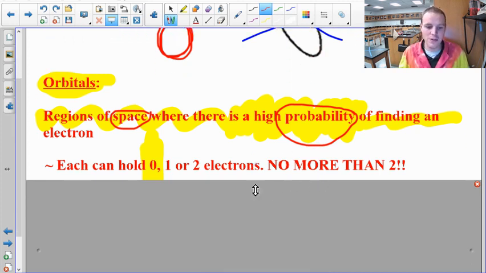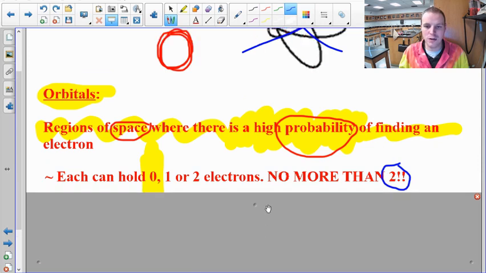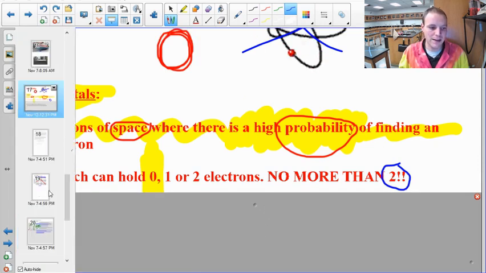And don't forget, orbitals can hold up to 2 electrons max. This is a max, okay? So it's a 2-seater. You can't get any more than 2 electrons in an orbital. That's an absolute maximum. And that is where we're going to leave things off today.